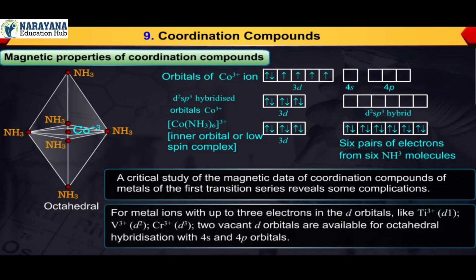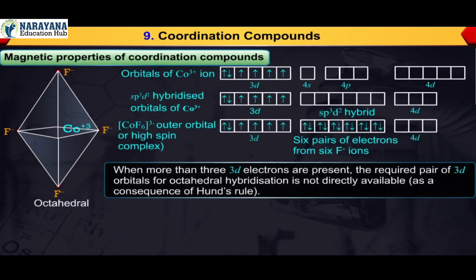For metal ions with up to 3 electrons in the d orbitals, like Ti3+ (d1), V3+ (d2), Cr3+ (d3), two vacant d orbitals are available for octahedral hybridization with 4s and 4p orbitals. The magnetic behavior of these free ions and their coordination entities is similar. When more than 3 d electrons are present, the required pair of 3d orbitals for octahedral hybridization is not directly available, as a consequence of Hund's rule.